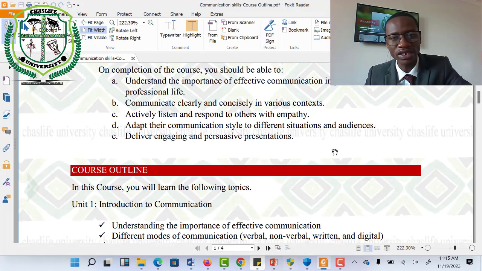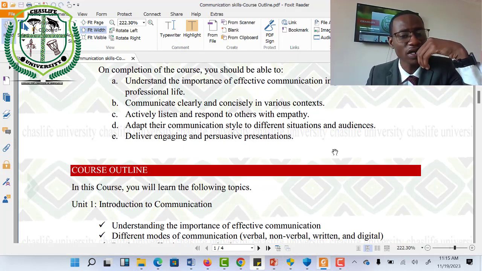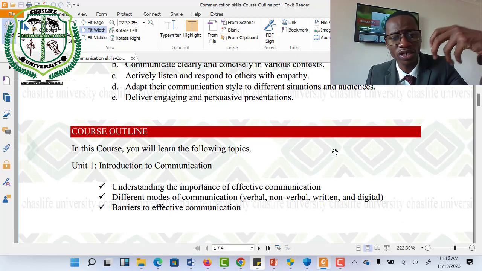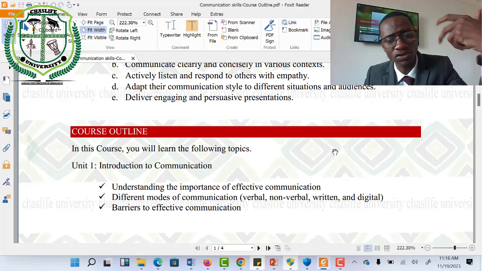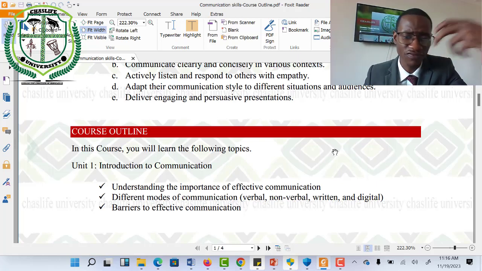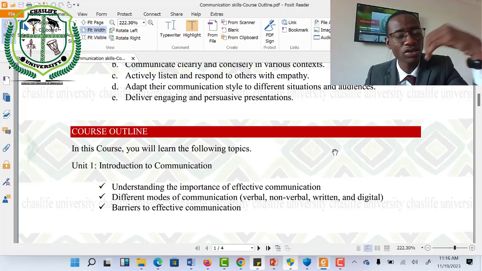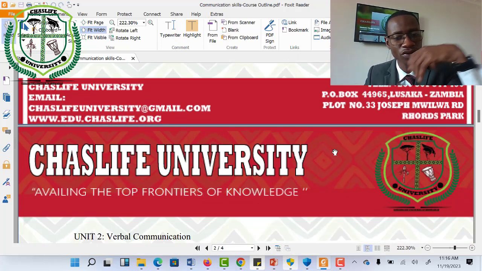So what are the things that we're going to look at? The first topic we're going to look at is the introduction to communication skills. Under part A, we're going to understand the importance of effective communication. Part B, we're going to understand different modes of communication, which are verbal, non-verbal, written, or digital. The third, part C, we're going to look at barriers to effective communication. So this will be our first topic.